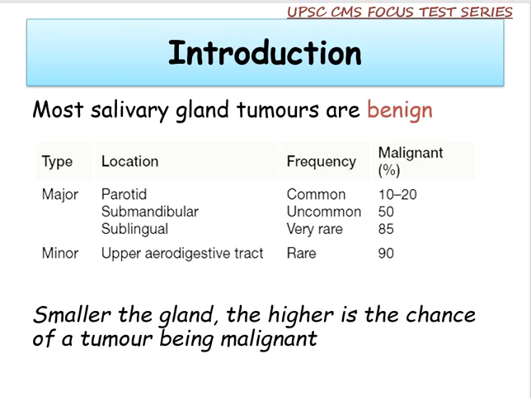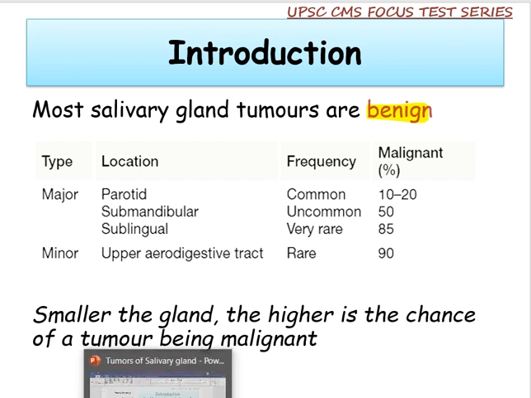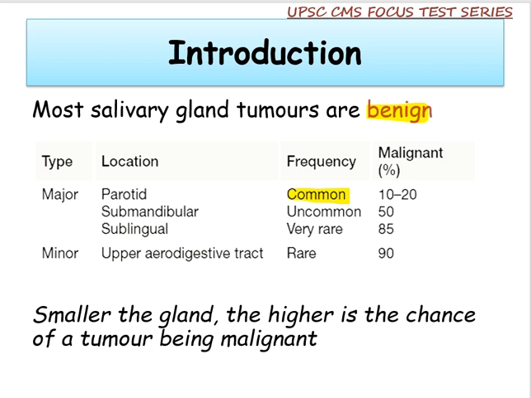As you may be knowing, most of the salivary gland tumors are benign tumors, and as you can see from the picture, most of the tumors in the salivary gland region are common in the parotid gland. That is the most common site of salivary gland tumors. The second point to be noted is regarding the frequency of malignant tumors. You can see that in parotid gland, even though the tumors are common, only 10 to 20% is malignant. In submandibular gland, 50% of malignant and 50% of benign. In sublingual gland, you can see a slightly higher percentage, which is 85%.